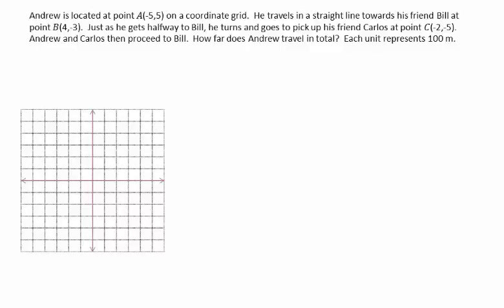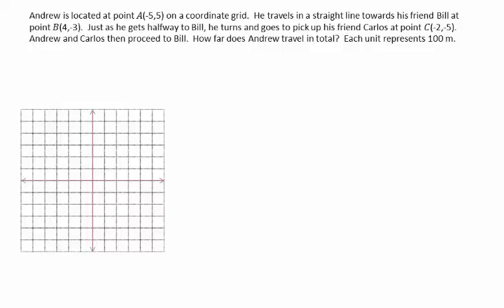Andrew is located at point A, (-5, 5), on a coordinate grid. He travels in a straight line towards his friend Bill at point B, (4, -3). Just as he gets halfway to Bill, he turns and goes to pick up his friend Carlos at point C, (-2, -5). Andrew and Carlos then proceed to Bill.